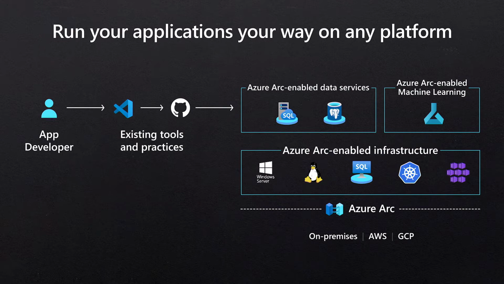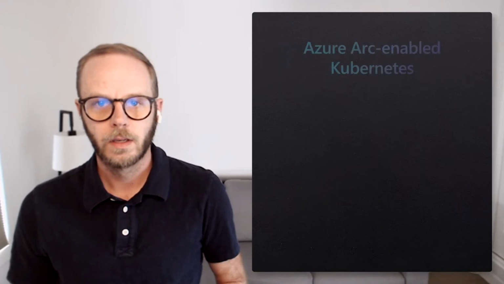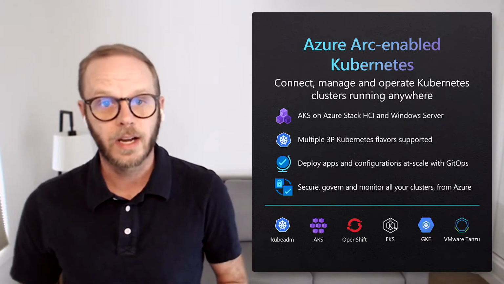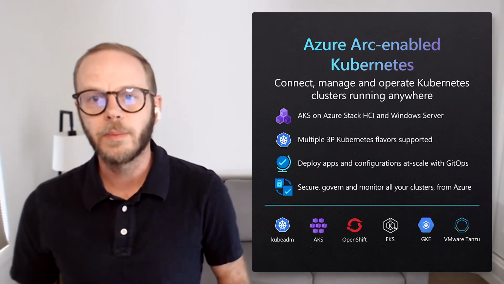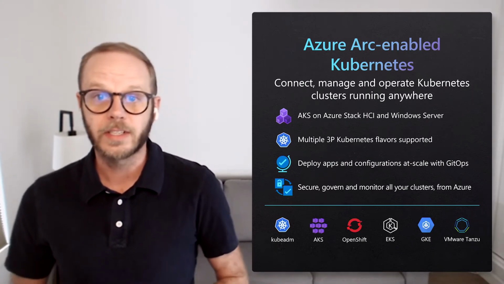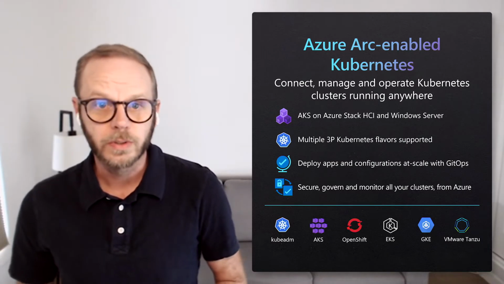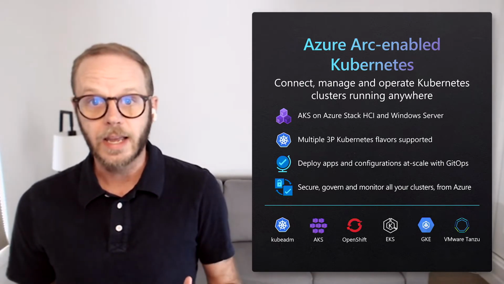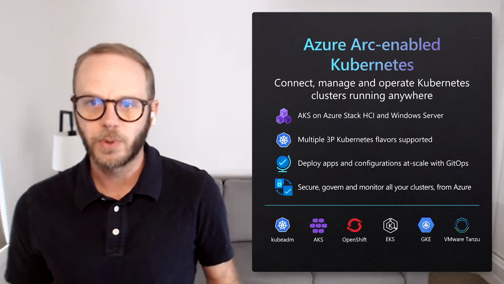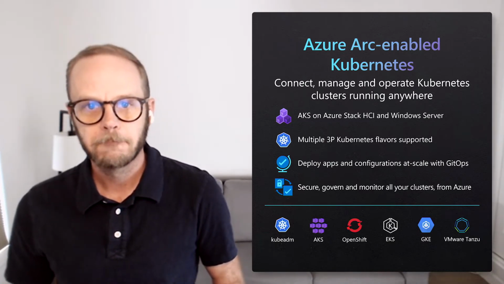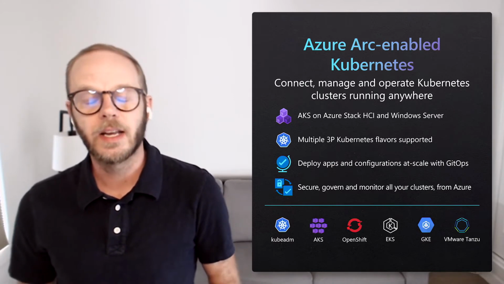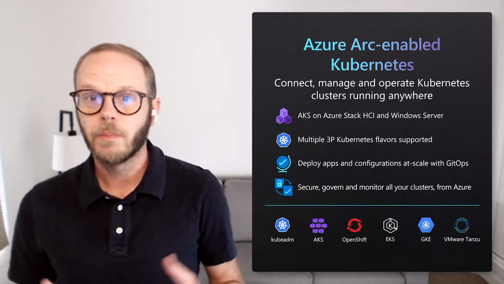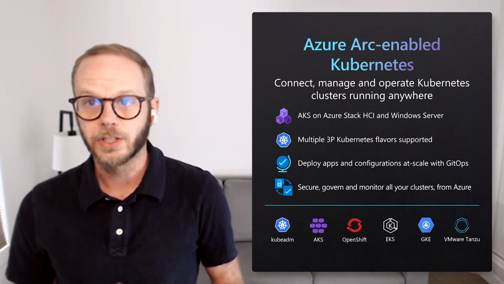Now, let's quickly recap what Arc-enabled Kubernetes gives you. Now, for customers new to Kubernetes, we provide an end-to-end Microsoft solution with AKS on Azure Stack HCI and on Windows Server, which is easy to deploy and keep up to date. We also understand that you may have existing Kubernetes clusters. You can connect these to Azure Arc too and ensure a single pane of glass management for your entire portfolio. Now, whether you are using AKS or bringing your own infrastructure, developers can deploy apps and cluster configurations using GitOps. And finally, you can ensure security, compliance, and observability for all of these clusters using integrated Azure services, such as Microsoft Defender for Cloud, Microsoft Sentinel, Azure Policy, and Azure Monitor.